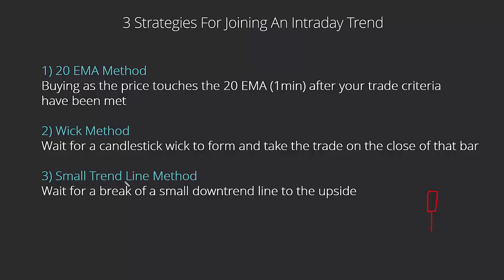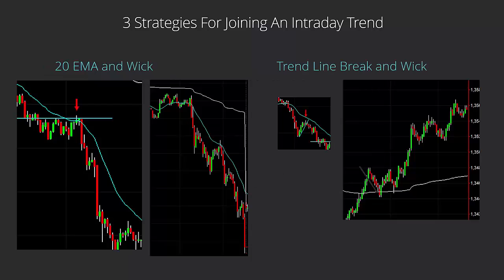And number three is the small trend line method. We wait for a break of the small downtrend line to the upside. So if this is our downtrend and we drew our trend line as we did earlier on, we're waiting for a break of this here, and we're buying that move to the upside. Anyway, let's have a look at some little examples on charts and we can visualize it a little bit better.